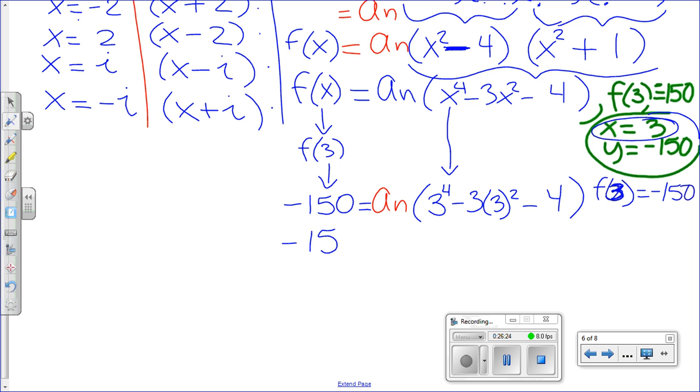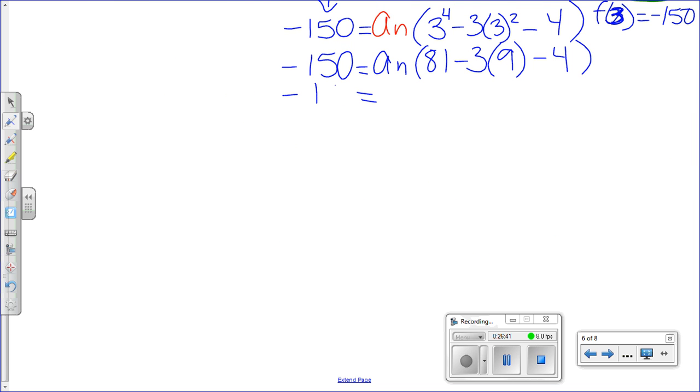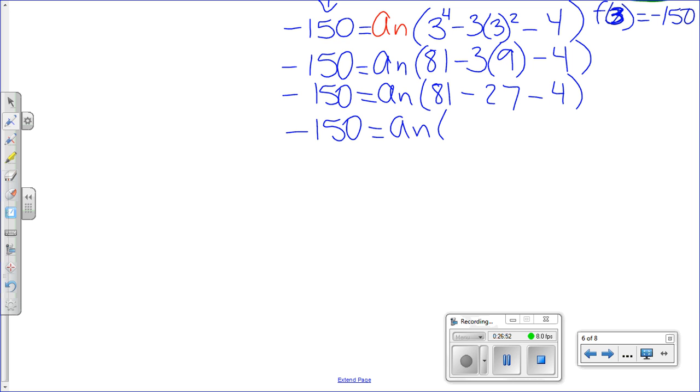Okay, so now we need to solve for a sub n like a regular equation. So here we do what's inside parentheses. So 3 to the 4th power is equal to 81. Then we have 3 squared that is equal to 9. And then we have a minus 4. So 81 minus 27 minus 4. So negative 27 minus 4, that is negative 31. So 81 minus 31 is equal to 50.